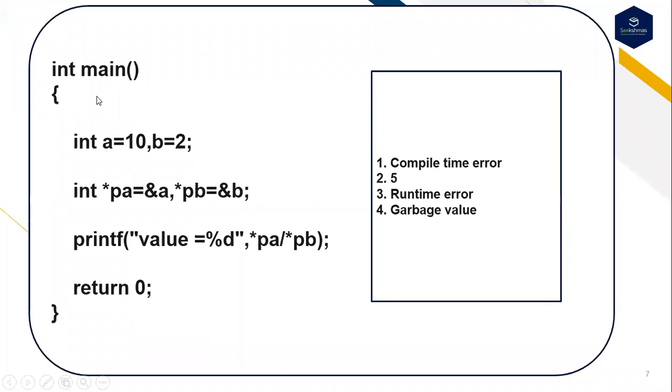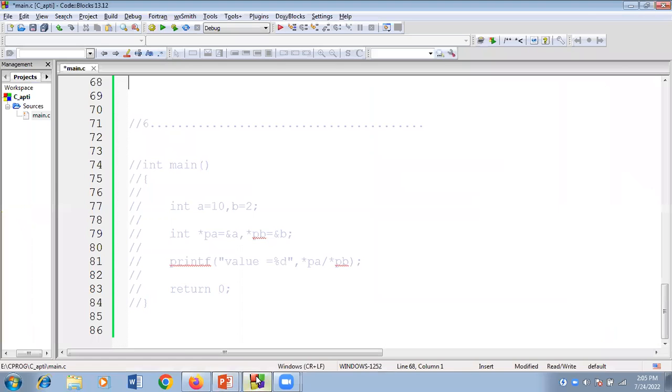This is the pointer question. int main, int a is equal to 10, b is equal to 2, int star pointer pa, and ampersand of a, the address of the variable a, then pointer pb, then the address of the variable b. And here I'm trying to print the value star pa slash followed by star pb. These are the following options: compile time error, runtime error, and garbage value. So I'm trying to execute this code.